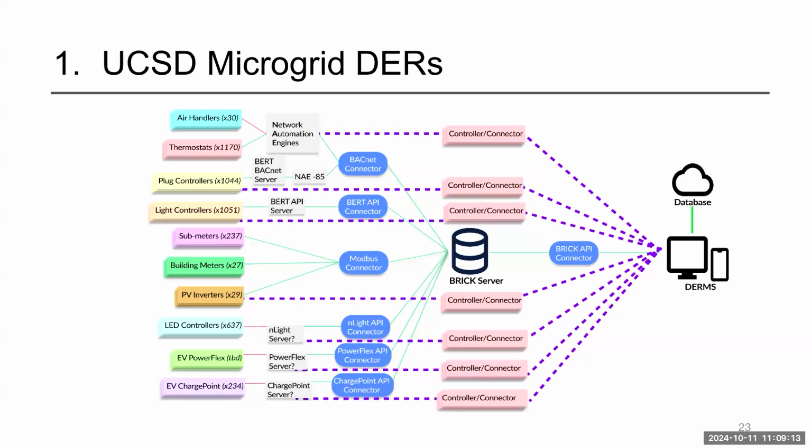And so with this Brick server, we can now make it easier for someone from the outside to come in and say, yes, I want to control these 10 air handlers. These are the thermostats that control them, so I know where to put in my control signal to get the right response.